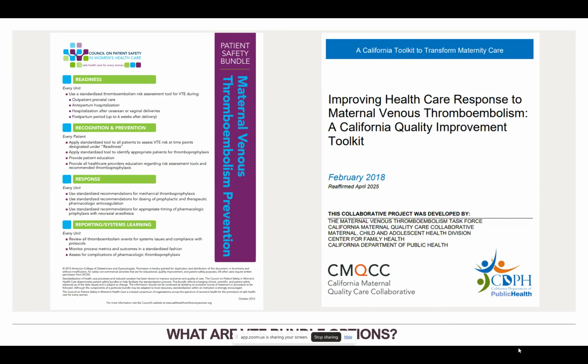That's not to say that if you decided you needed to do this work because you have noticed a pattern in your patients, you can't utilize this process of readiness, recognition and prevention, response, and reporting systems and learning. When we look at these, the readiness is every unit. So every unit means anywhere where the pregnant or postpartum patient may present for care, where that risk assessment should or could be done.